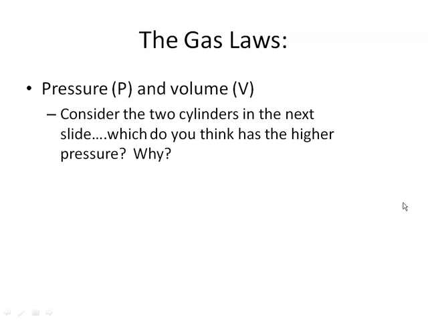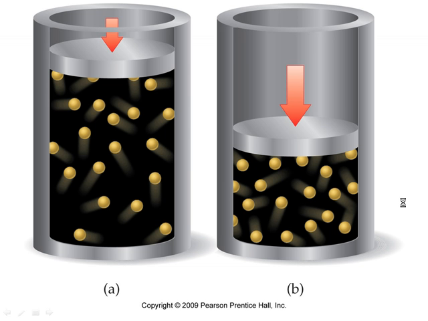So out of this, we need to have some mathematical models that will help us to predict how gases will behave. And first of all, let's talk about the relationship between pressure and volume. Let's consider the two cylinders in the next slide. Which do you think has the higher pressure, and why? So take a moment, hit pause, think about that.